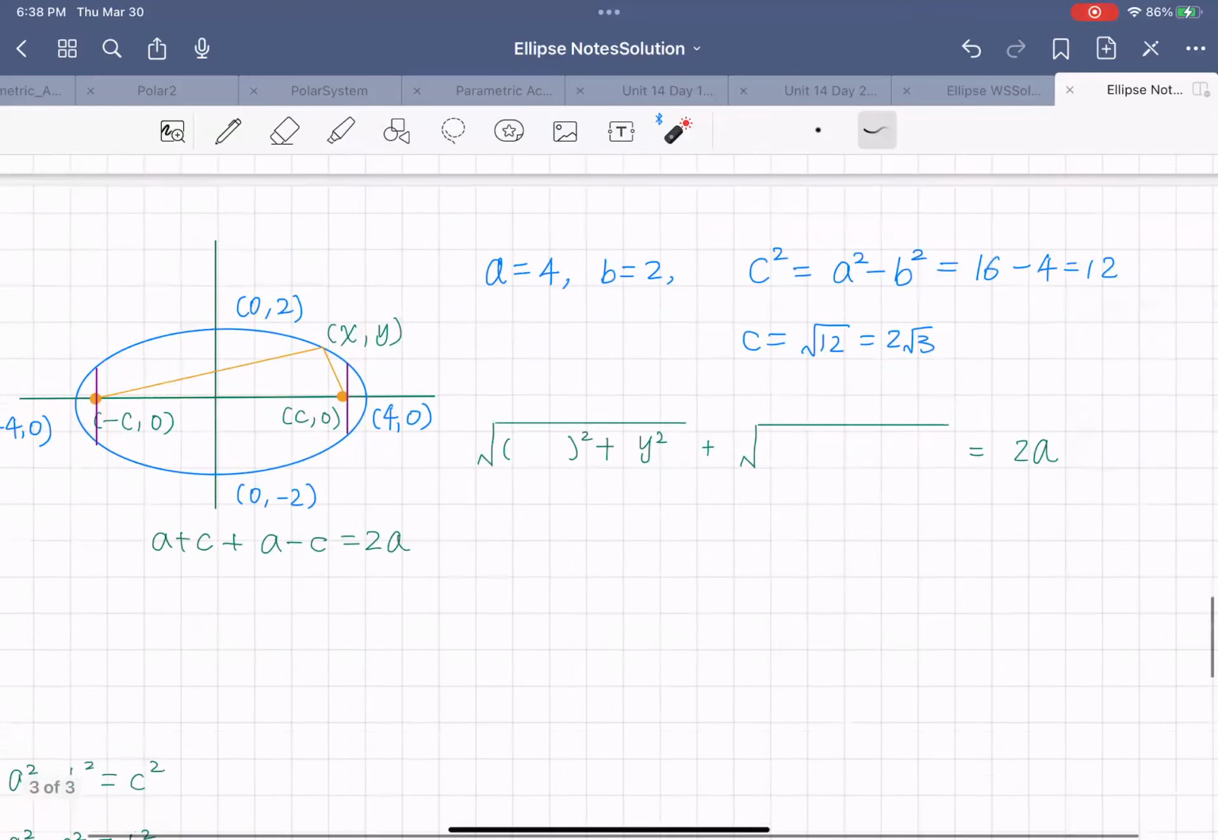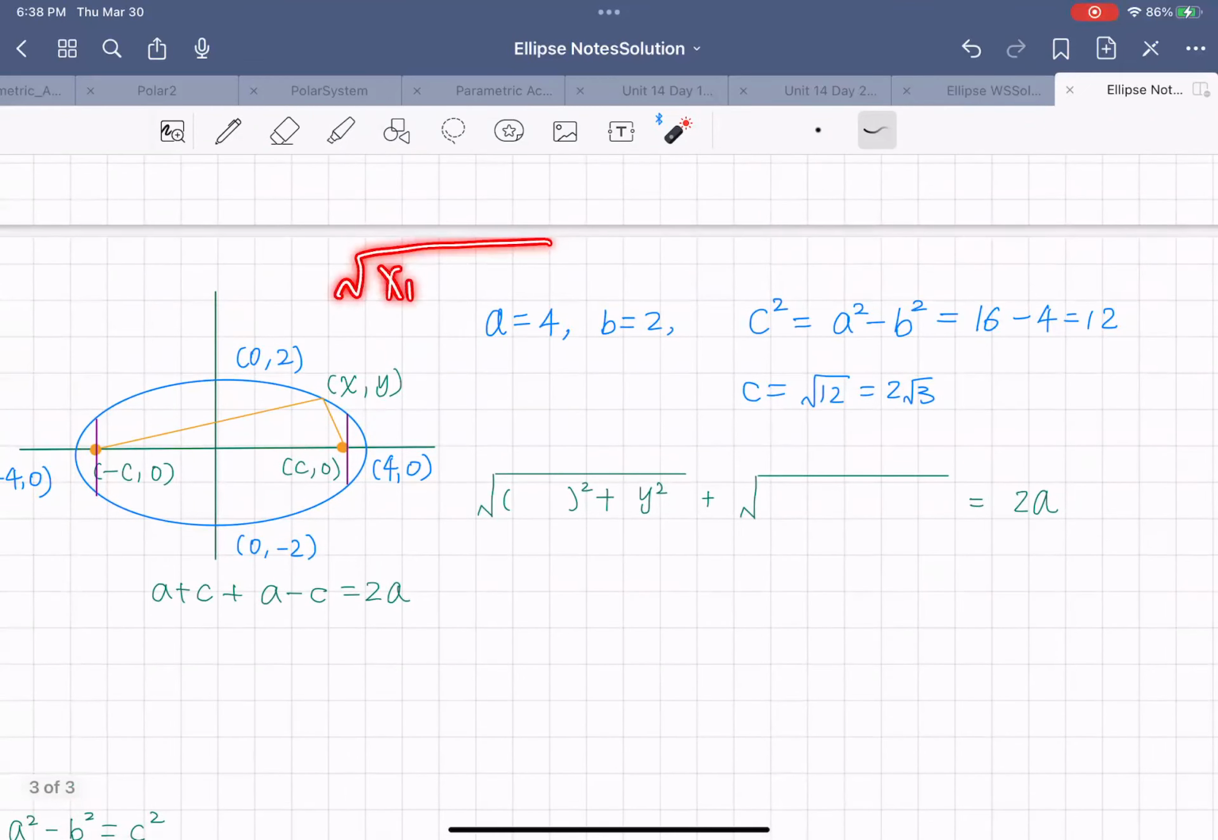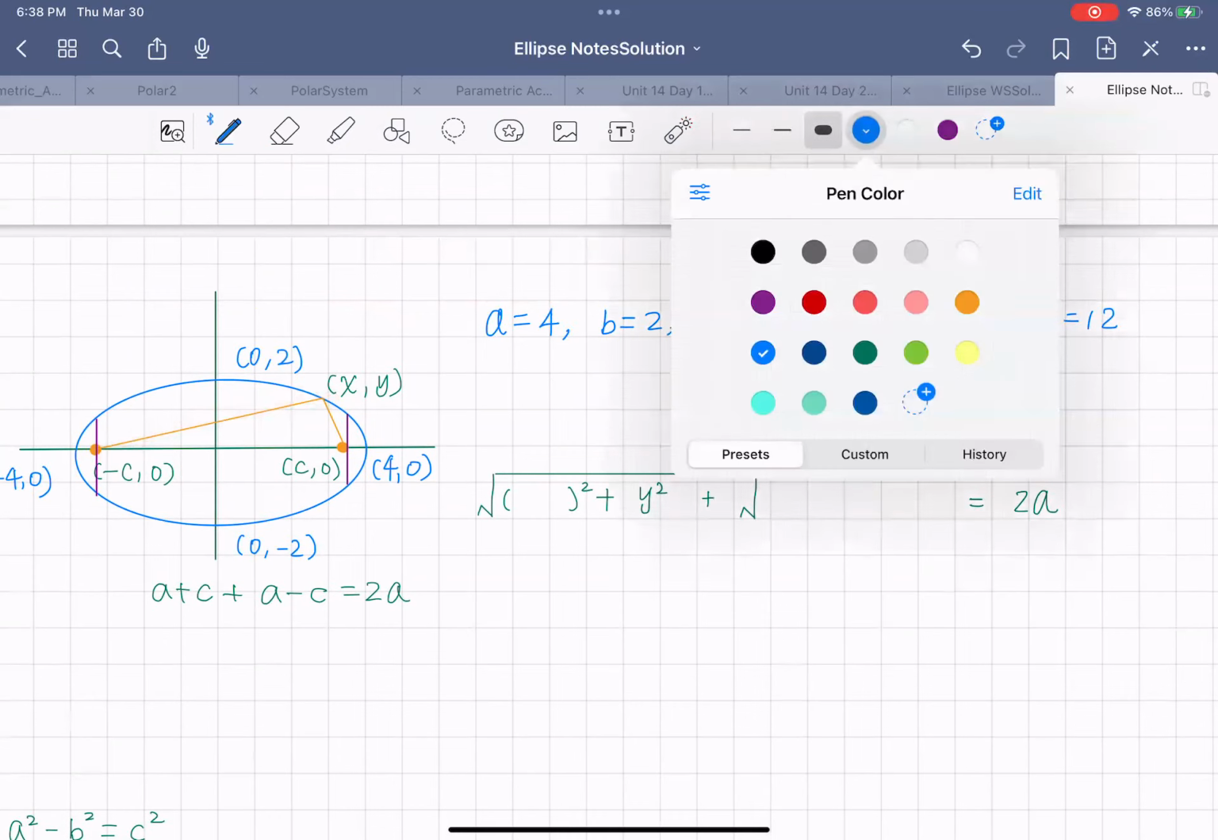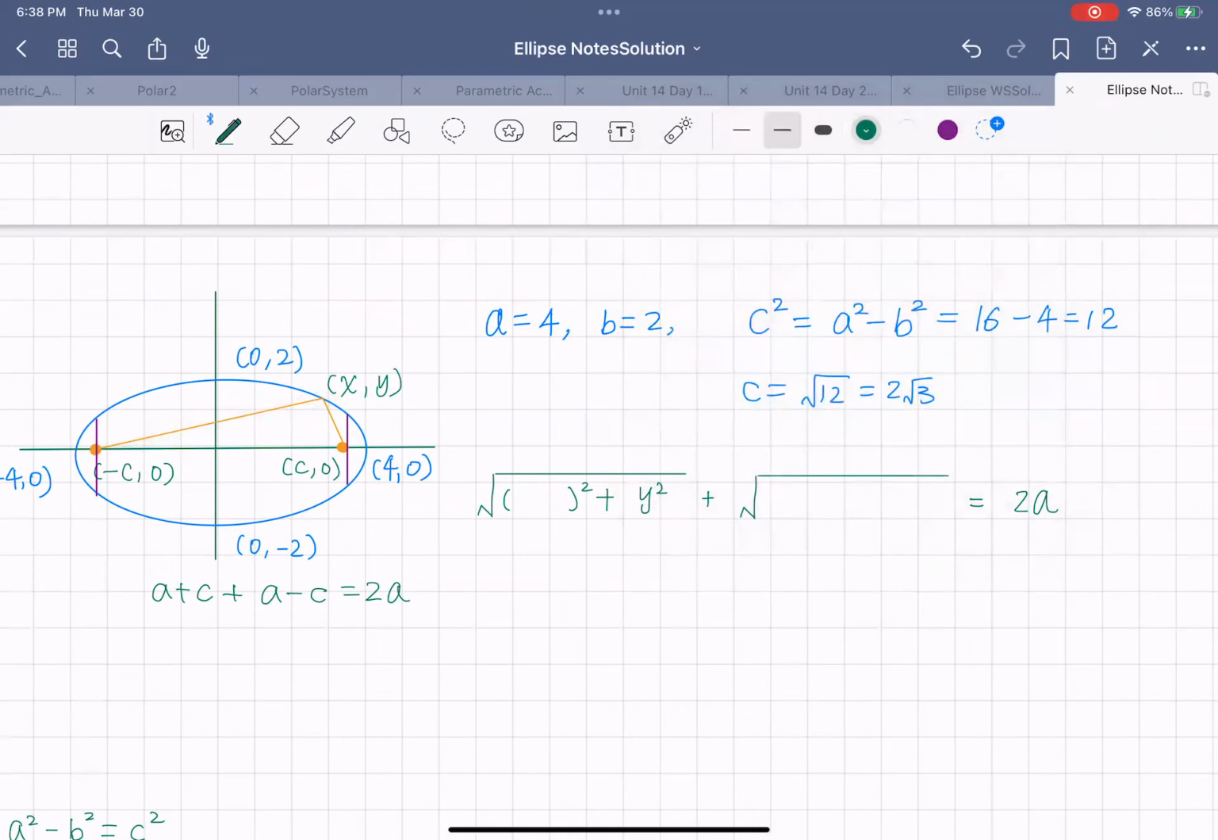Distance formula. Square root of x1 minus x2 squared plus y1 minus y2 squared. Okay? So x plus c. x minus negative c is x plus c, right? Yeah. And then plus y squared. This is that distance, yes? Yeah. How much is this?